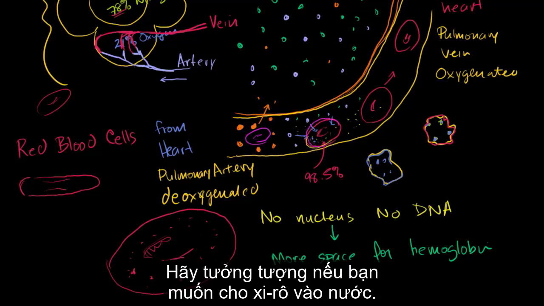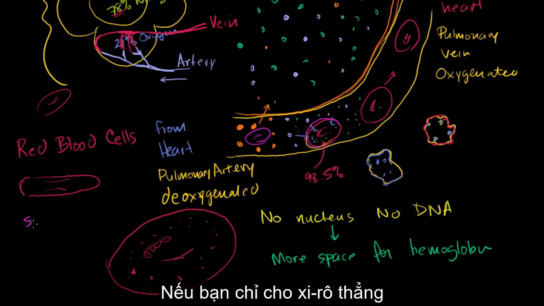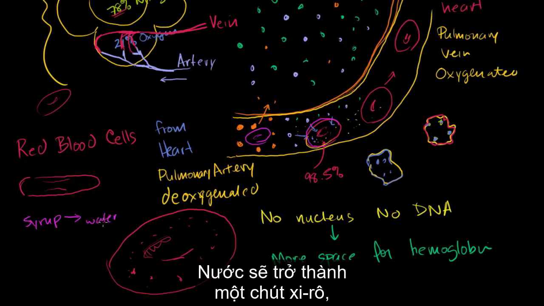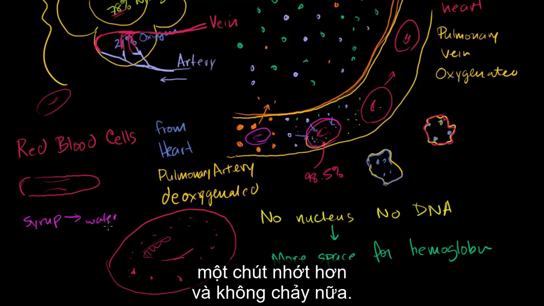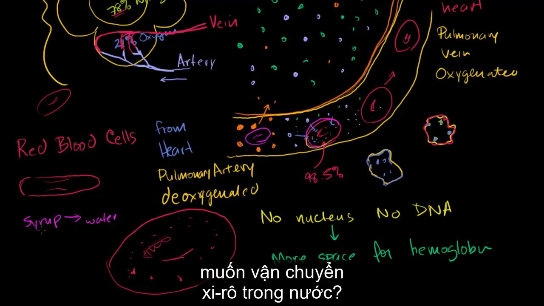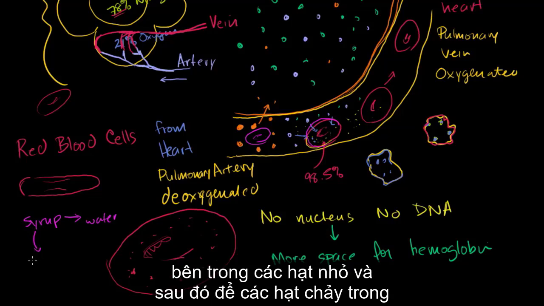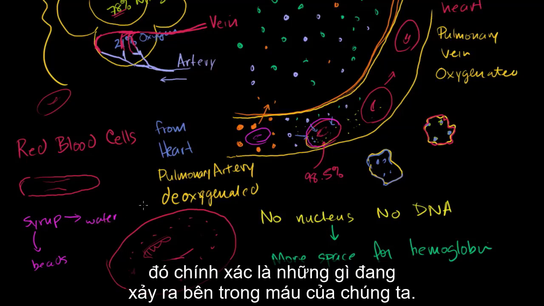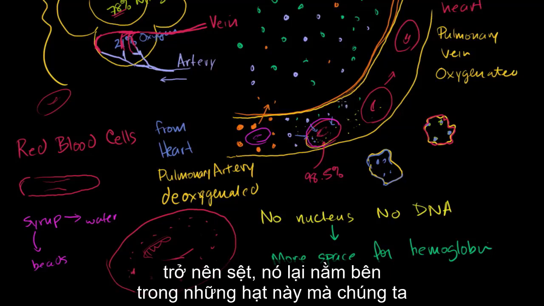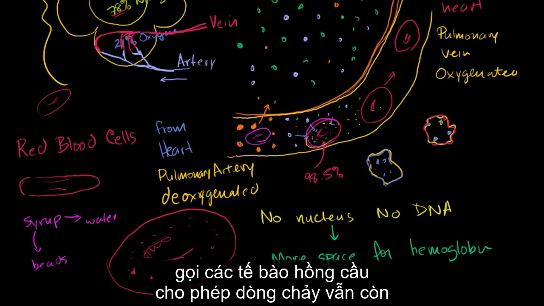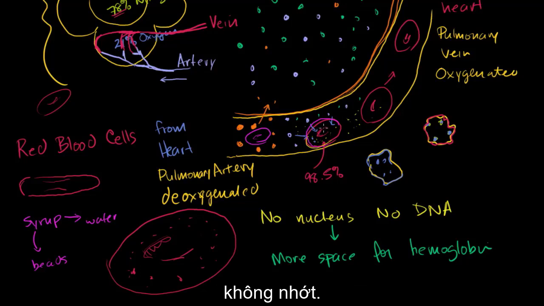Imagine if you wanted to put syrup in water. If you just put syrup straight into water, what's going to happen? The water is going to become a little syrupy, a little bit more viscous, and not flow as well. So what's a solution if you wanted to transport syrup in water? Well, you could put the syrup inside little containers or inside little beads, and then let the beads flow in the water, and then the water wouldn't be all gooey. And that's exactly what's happening inside of our blood. Instead of having the hemoglobin sit in the plasma and make it gooey, it sits inside these beads that we call red blood cells that allows the flow to still be non-viscous.